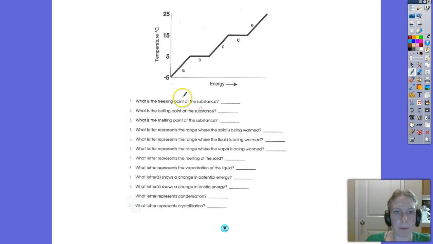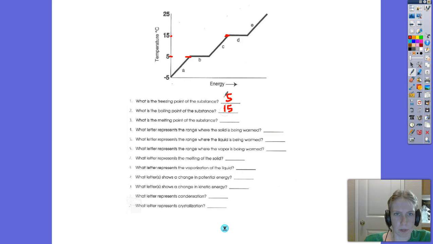Alright, so a little warm up here. Well, just looking at another phase diagram. So it asks, what's the freezing point of this substance? Well, when we take a look at it, freezing point is going to be where this first plateau is. So that's actually going to be our 5 degrees Celsius. Now, what is the boiling point of the substance? It's going to be our second plateau. So that looks like it's 15 degrees.